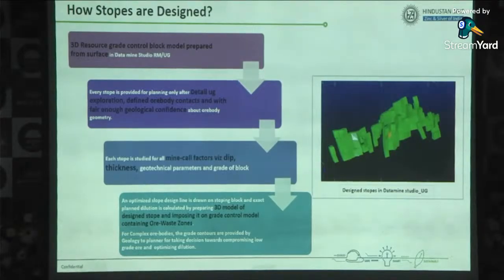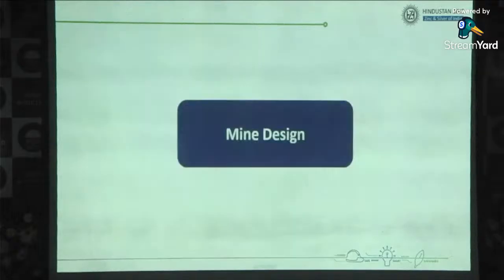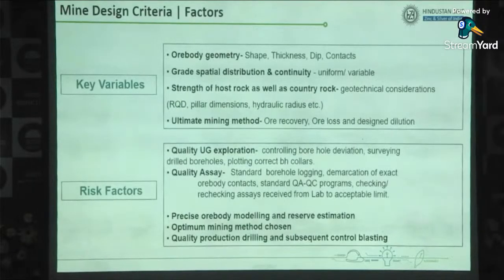So from the resource model, I will cut the ore body into some finished dimensions. In our case, we are using 20-meter width, and 25-meter and 35-meter height. Then on the mine design part, there are some criteria, some factors that we use while designing the mine.